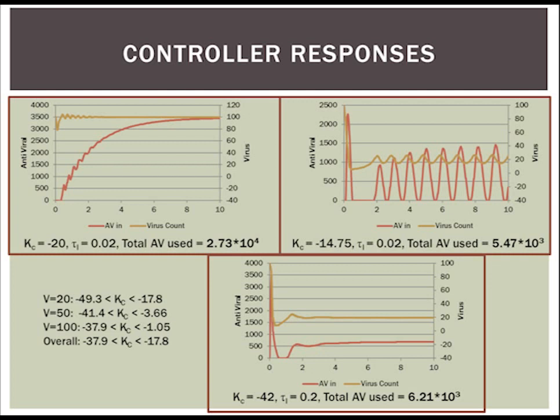So we changed the controller gain and the time constant so that we can keep the virus level at 20 with about the same amount of dosage over a long period of time. You can see that we need a lot of antivirus at the beginning, but then over time it flattens out.